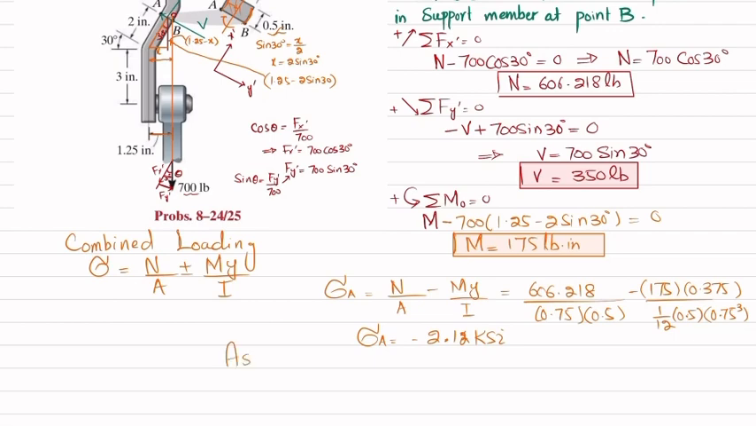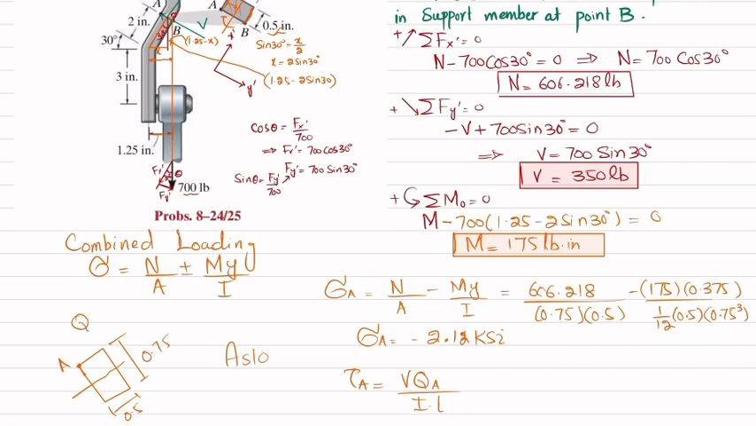Also, we will find shear stress at point A. We know that shear stress is equal to V into QA divided by I into T. If this is the cross section that is shown, this is the 0.5 thickness and this is the height, which is 0.75, and this is point A, and this is its neutral axis. So you can see there is no area about point A.